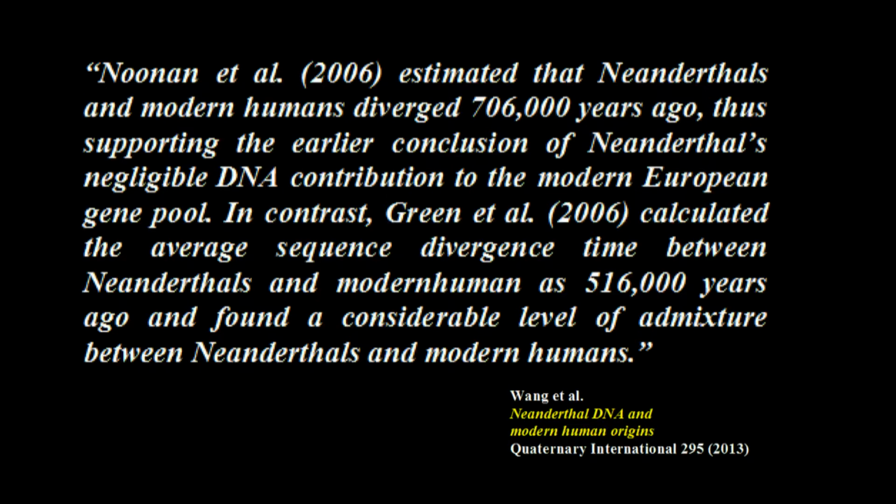Nguyen estimated that Neanderthals and modern humans diverged 706,000 years ago, thus supporting the earlier conclusion of Neanderthal negligible DNA contribution to the modern European gene pool. In contrast, Green calculated the average sequence divergence time between Neanderthals and modern humans as 516,000 years ago, and found a considerable level of admixture between Neanderthals and modern humans. So one guy ends up with 700,000 years ago. That's the point where we had a common ancestor. The other guy ends up with 500,000 years. There's 200,000 years difference.